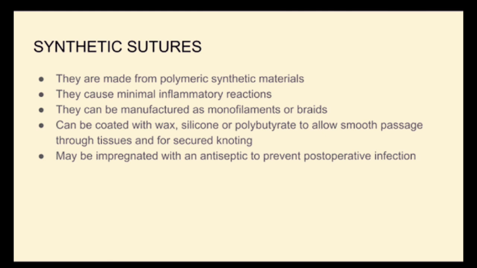For synthetic sutures, examples are polyglactin 910, that's Vicryl, PDS, Prolene, nylon, Dexon. These ones are made from polymeric synthetic materials, and they cause minimal inflammatory reactions. They can be manufactured as monofilaments or braids. They can be coated with wax or silicone to allow smooth passage through tissues and for secure knotting. They may also be impregnated with an antiseptic to prevent post-op infections.